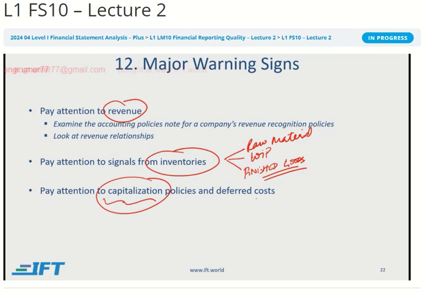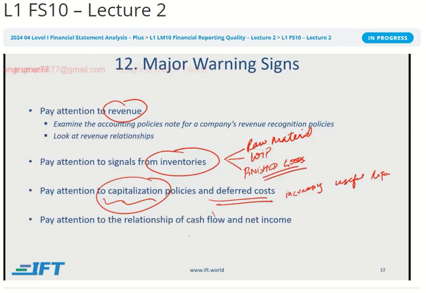If they're starting to capitalize a lot of their expenses, they're trying to defer costs in terms of increasing useful life of assets, which means lesser depreciation today, right? All of that needs to be seen as a warning flag, red flag. And if the income is going up and cash flow is not keeping up with the income, that means a lot of income is being recognized based on accruals.